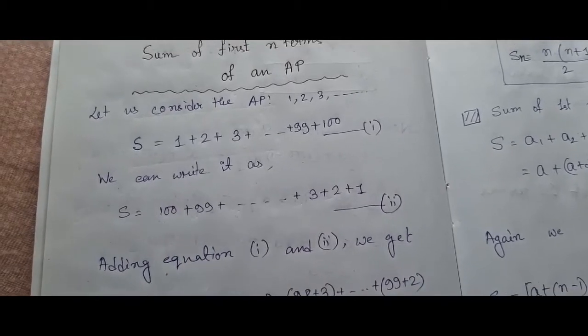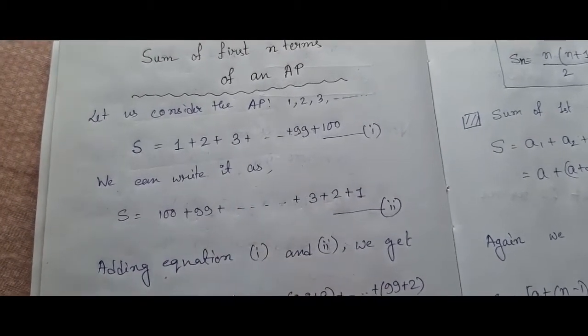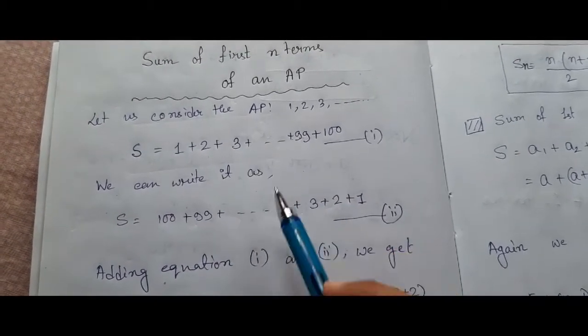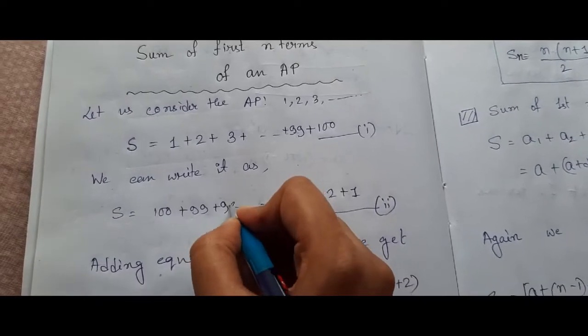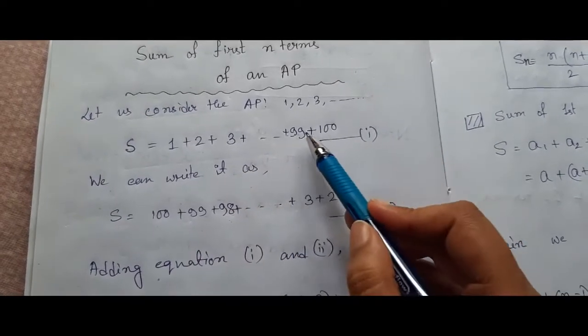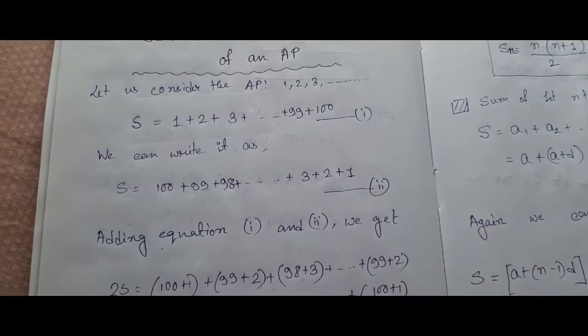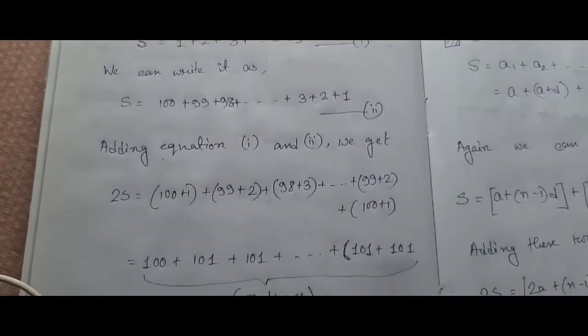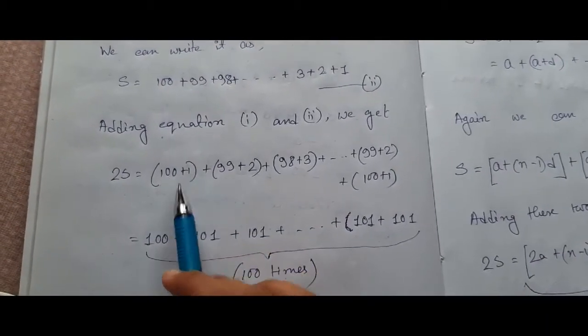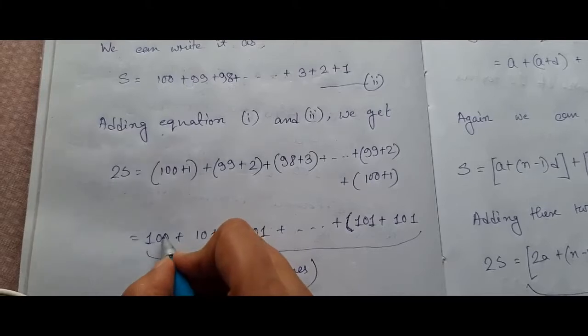Put it in a bracket. Then 2 plus 99, put it in a bracket. 3 plus 98, then 99 plus 2, then 100 plus 1. Now put it in a bracket. As you can see, here the sum of these two will be 101.